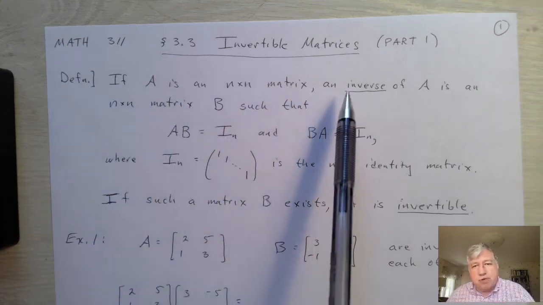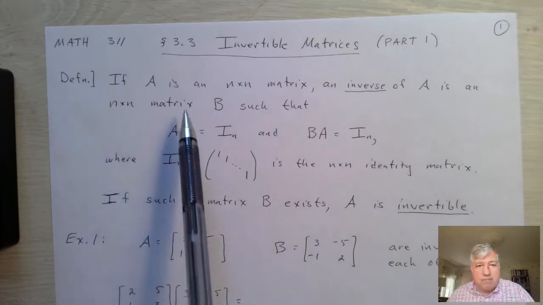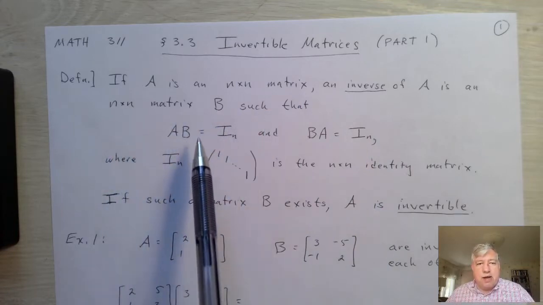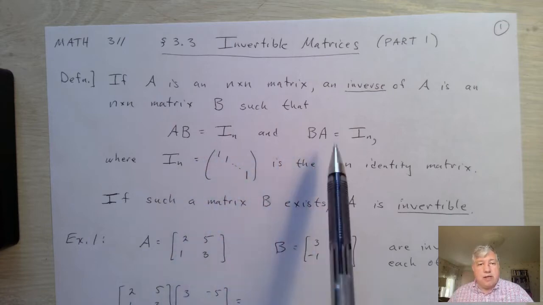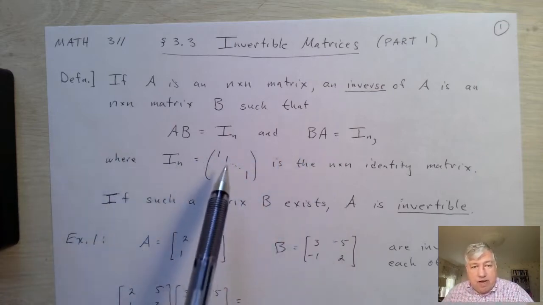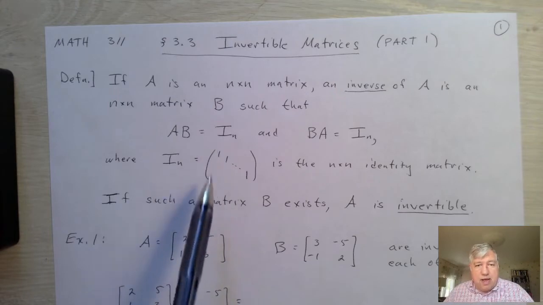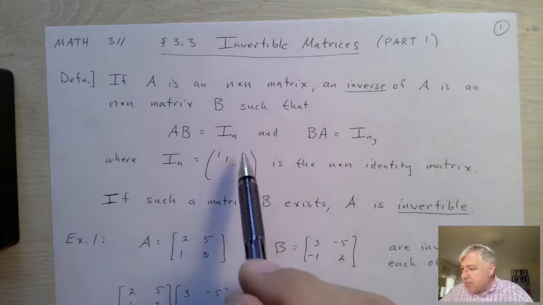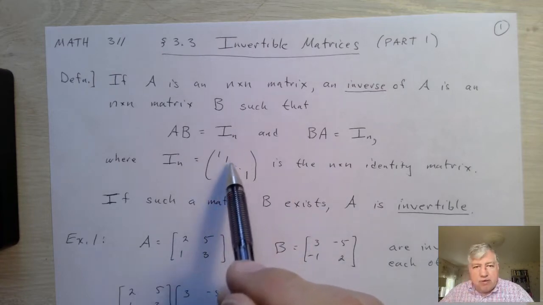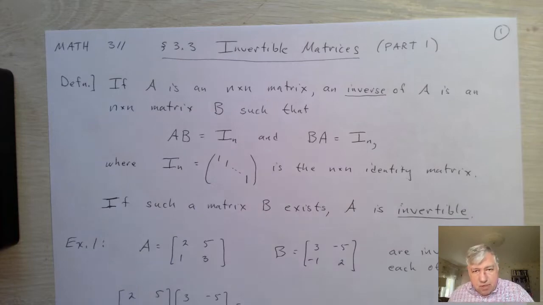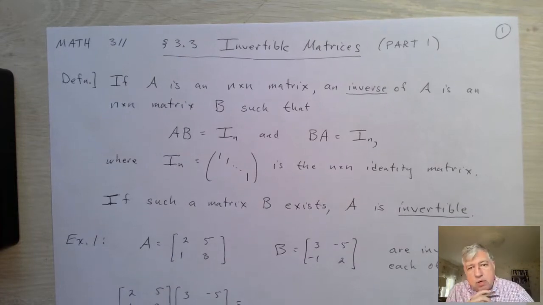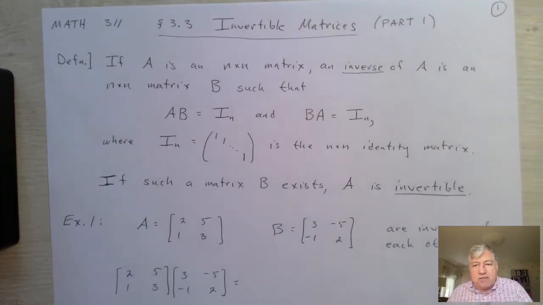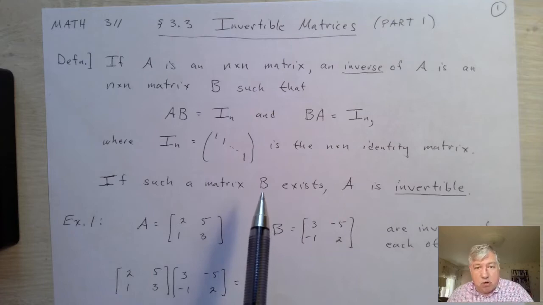or I should say, if A is an n by n matrix, an inverse of A is an n by n matrix B, such that A times B and B times A are both equal to the identity matrix. Where again, the identity matrix is the n by n matrix with ones on the diagonal and zeros everywhere else. When we don't put anything there, you can just assume that there are zeros. If such a matrix exists, we say A is invertible, and in fact that also implies that B is invertible as well, if you think about it.